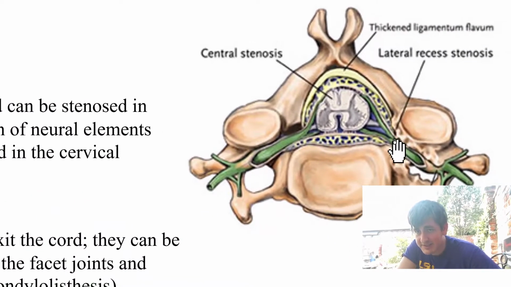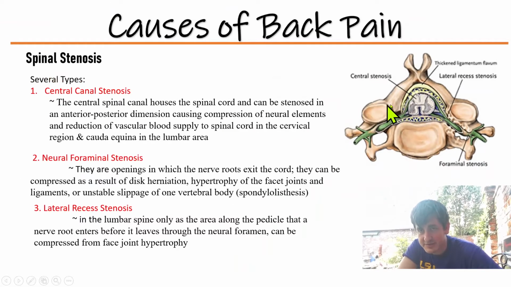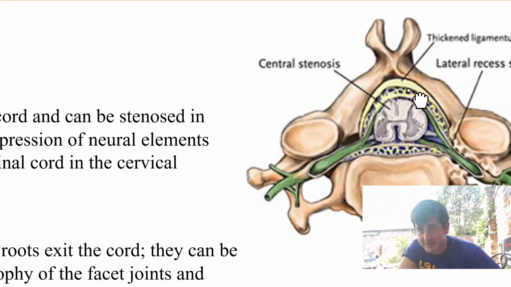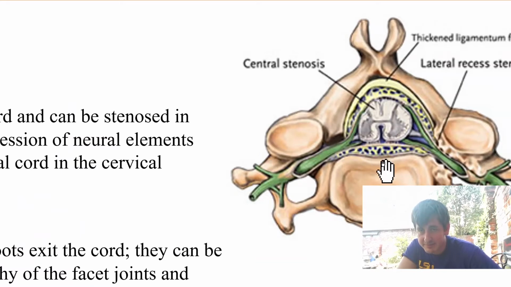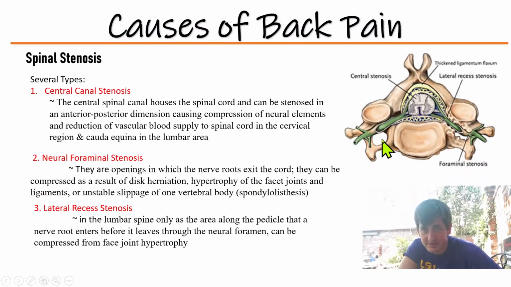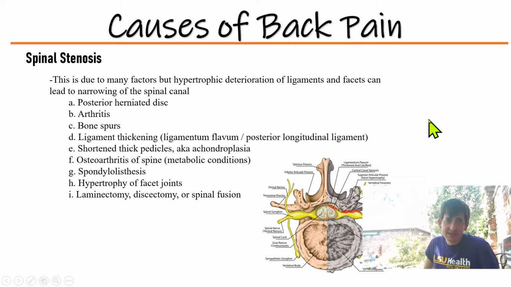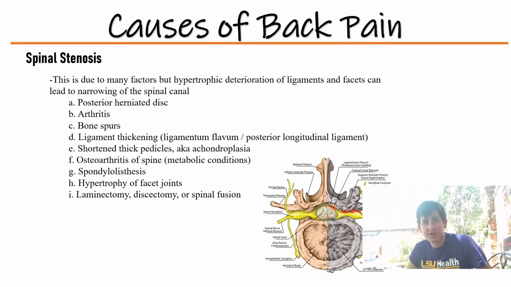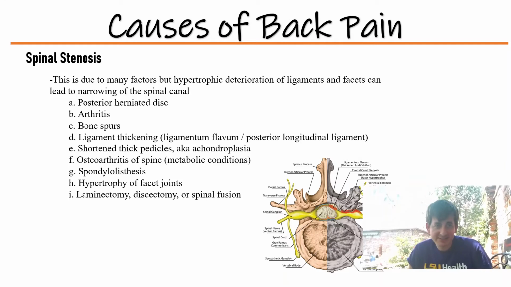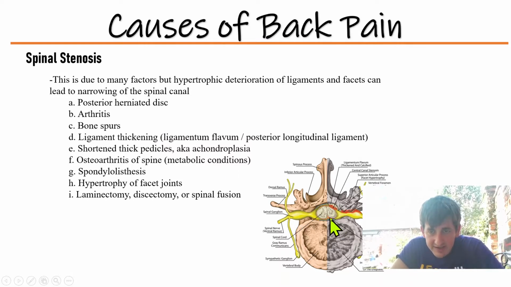But here's a lateral recess stenosis, foraminal stenosis, and a central canal stenosis. And this is thickened ligamentum flavum. Remember, you have the posterior longitudinal ligament here as well. If that's thickened, that can cause stenosis as well. So spinal stenosis is due to many factors, but hypertrophic deterioration of ligaments and facets can lead to narrowing of the spinal canal. So these are some of the causes. Posterior herniated disc, right?